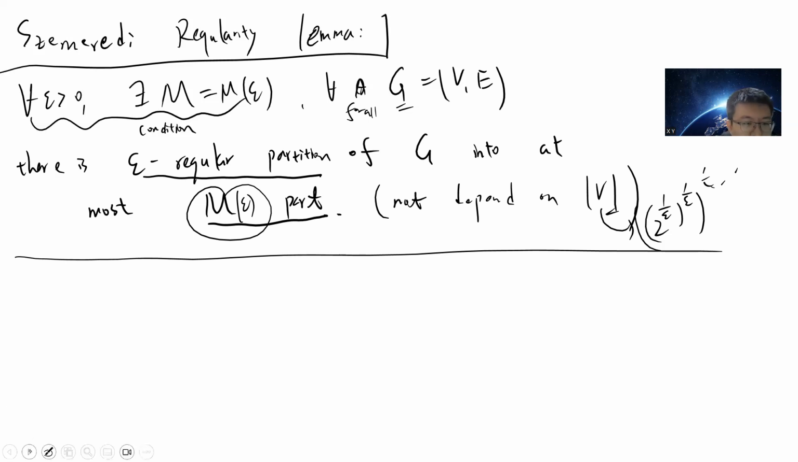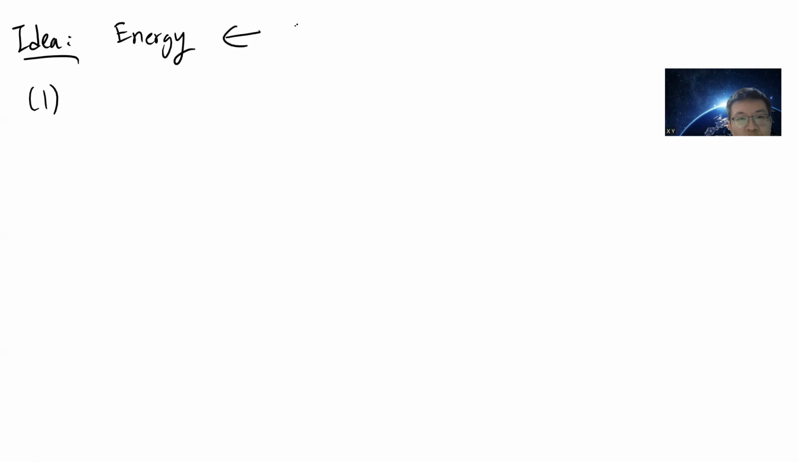Okay, the proof is much more complicated, so let me just give the statement, and maybe another video will give the proof. Let me just say the idea. You first define an idea called energy. Given a partition, if you start with some partition of G, then you define a quantity called energy. This energy is a function of the partition.